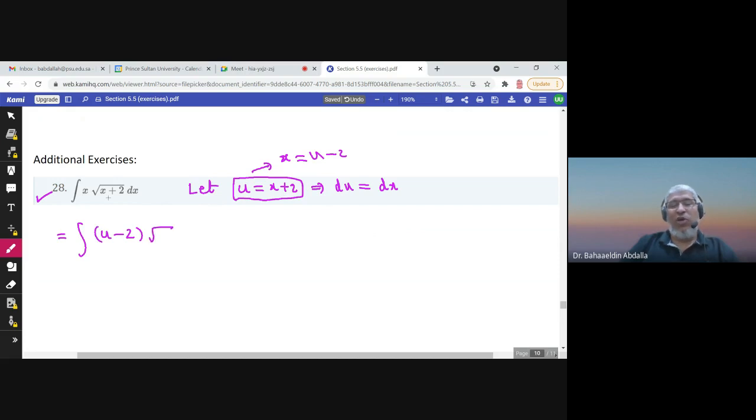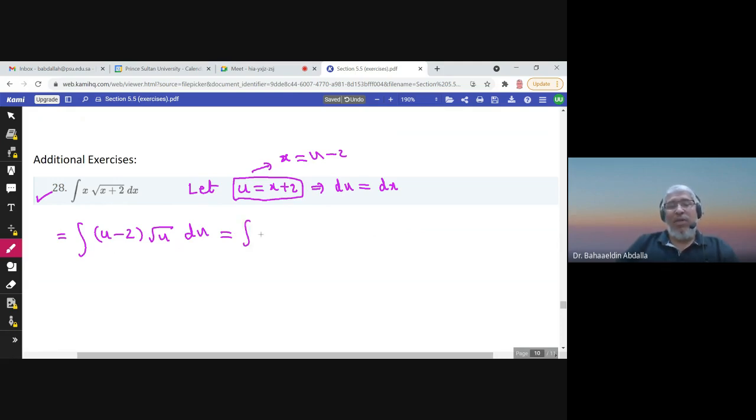And this would be square root of x plus 2, which is u. And dx is du. Now, is this an easy integral to find? And the answer is yes. So this was difficult for me because I have two terms inside the square root. But here I have one term inside the square root. So I can simplify this.